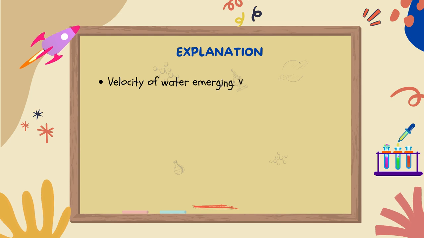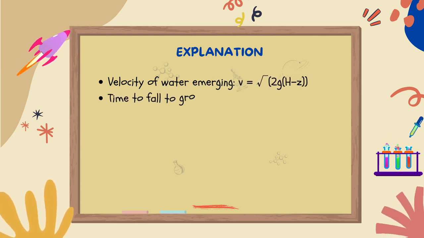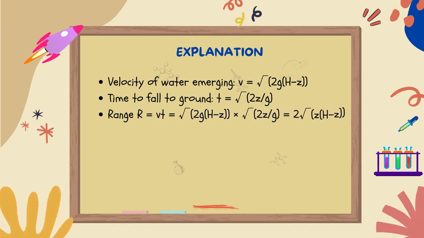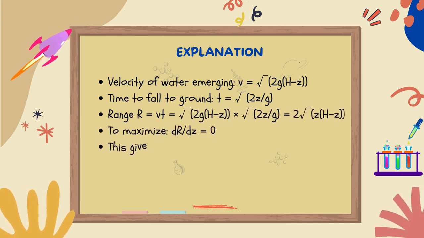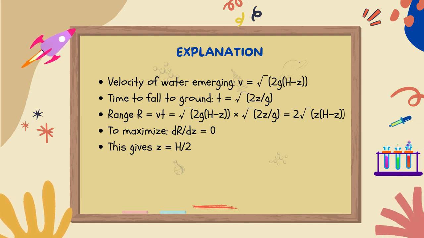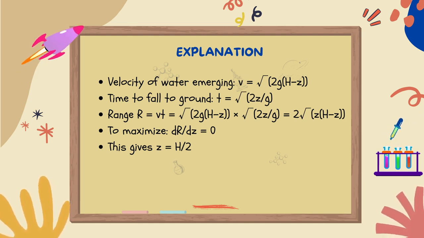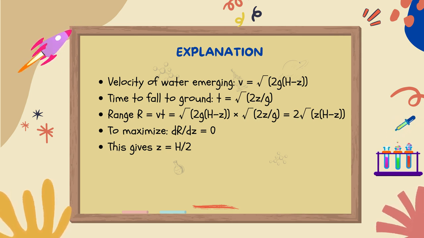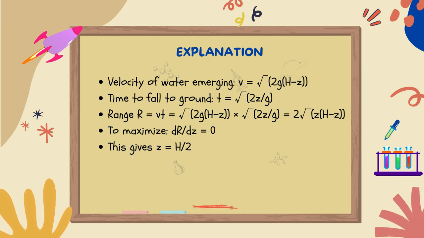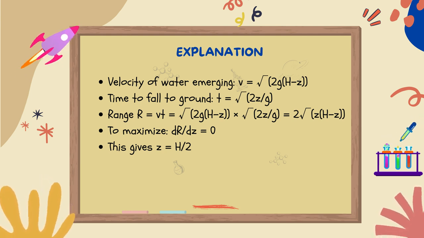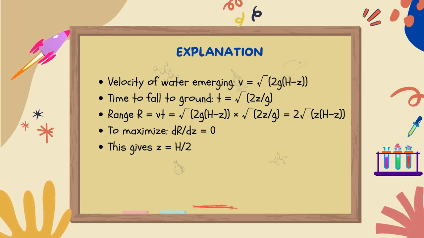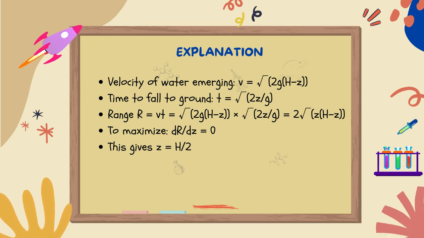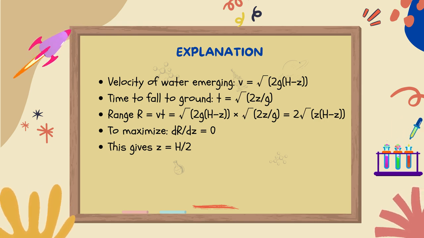Explanation: velocity of water emerging, v equals square root of 2 g (h minus z). Time to fall to the ground, t equals square root of 2z divided by g. Range r equals v t equals square root of 2 g (h minus z) times square root of 2z divided by g, equal to 2 square root of z (h minus z). To maximize, dr divided by dz equals 0. This gives z equals h divided by 2.